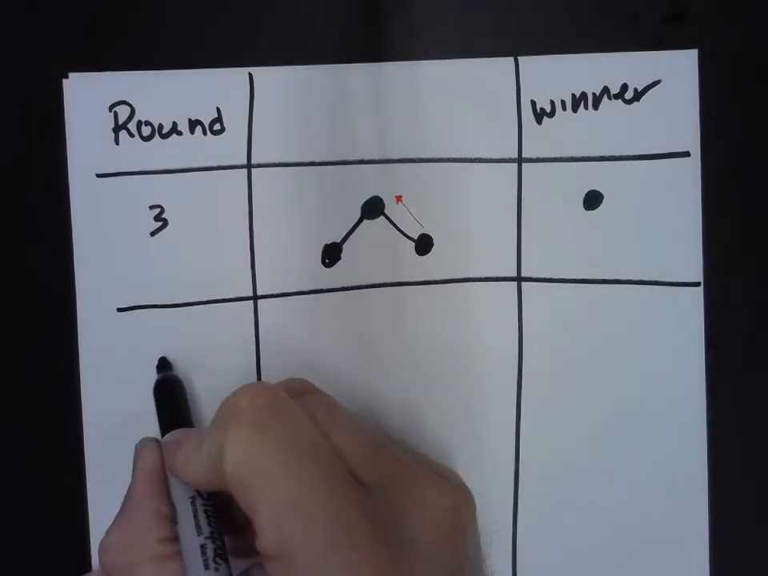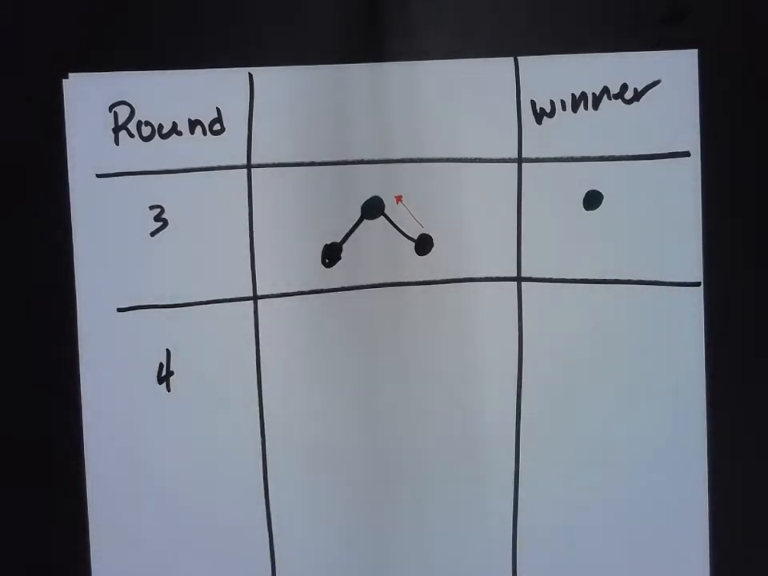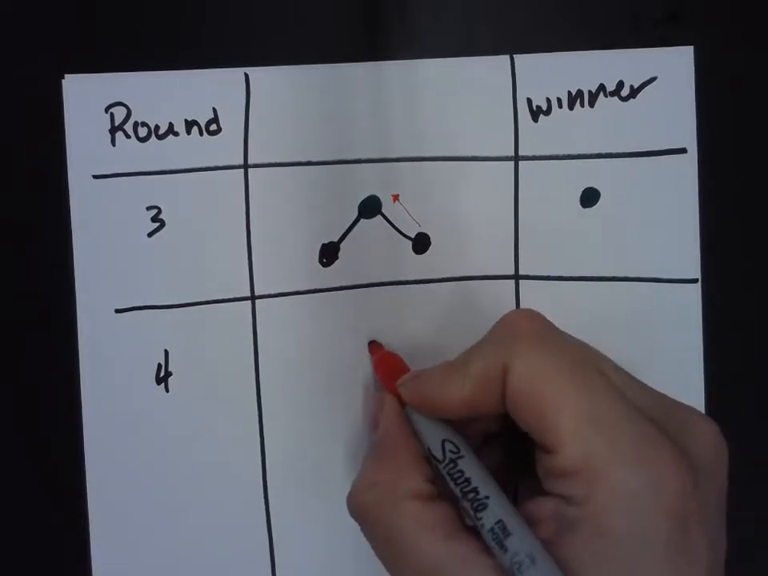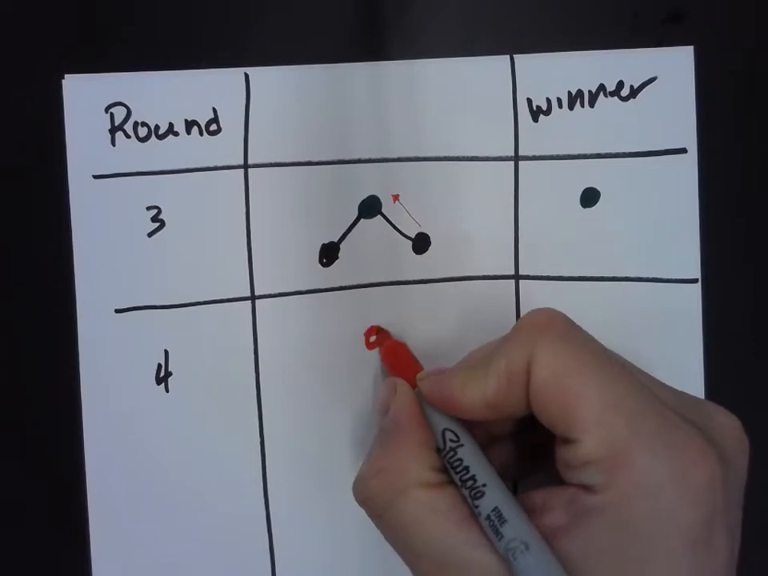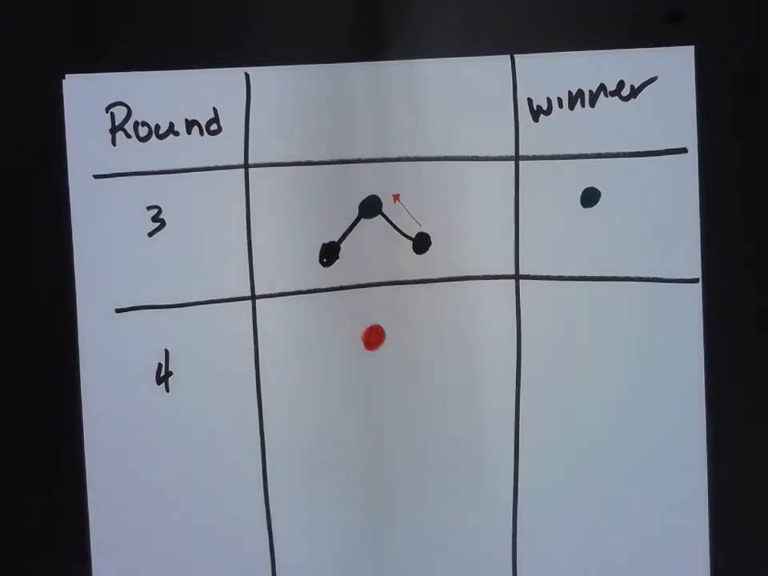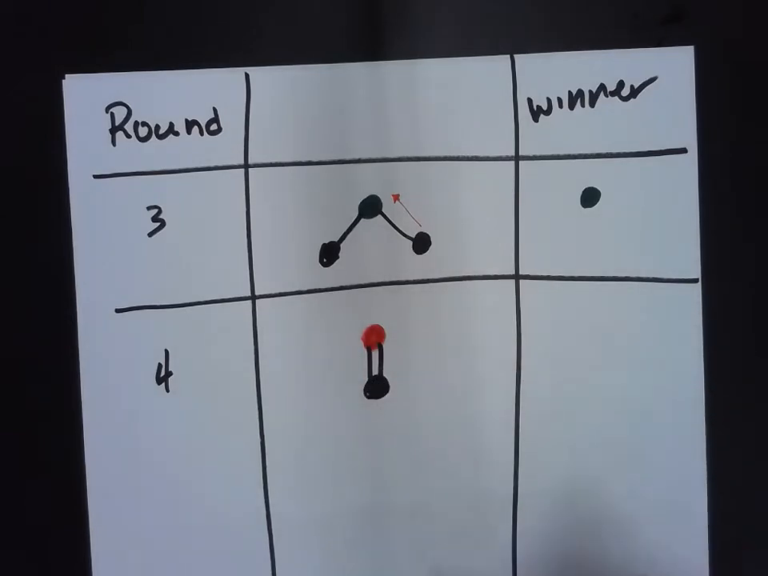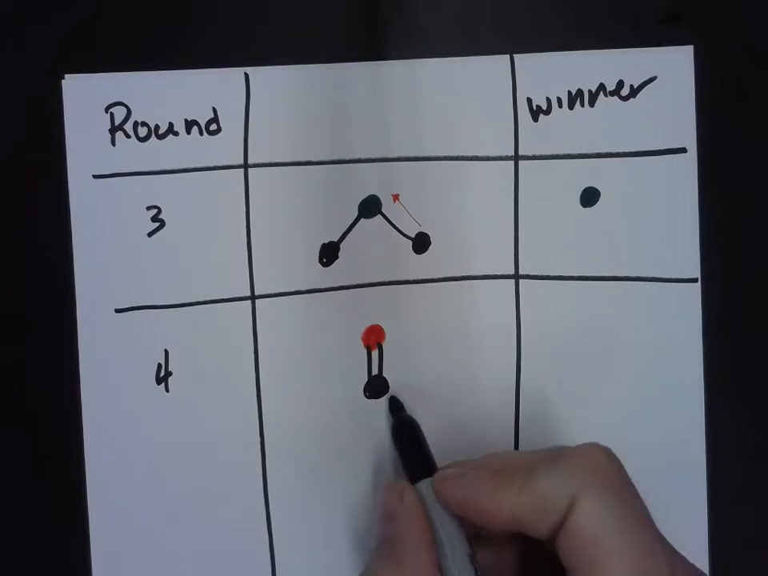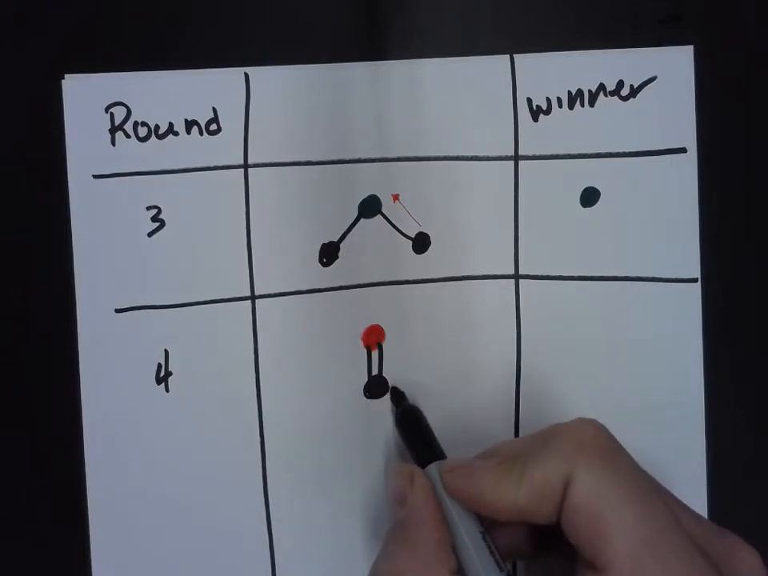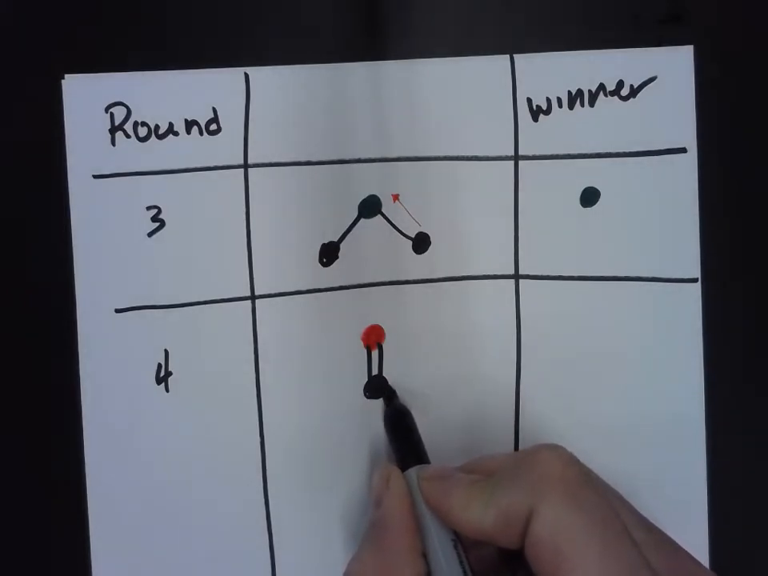Round 4. Oh, this is a good one. Round 4. We've got a full-grown elephant here. And then we've got 2 ropes connecting to 1 human. And then that human on either side also has, well, let's do it like this. Let's do it like that.